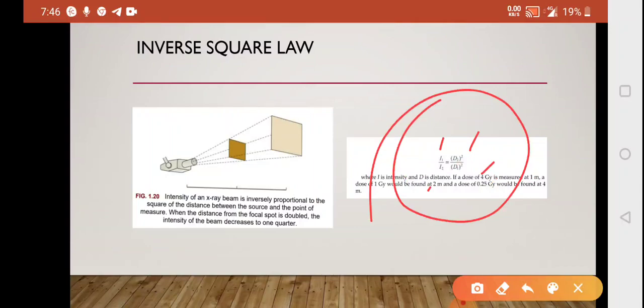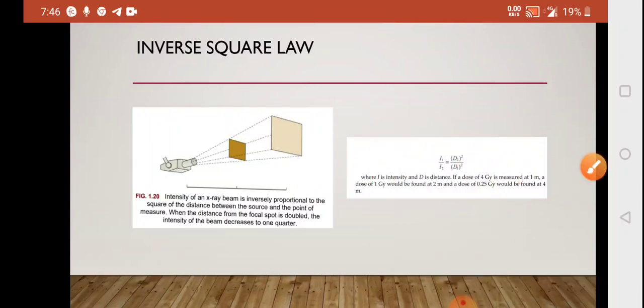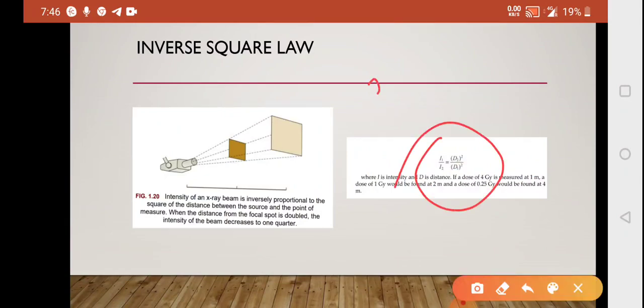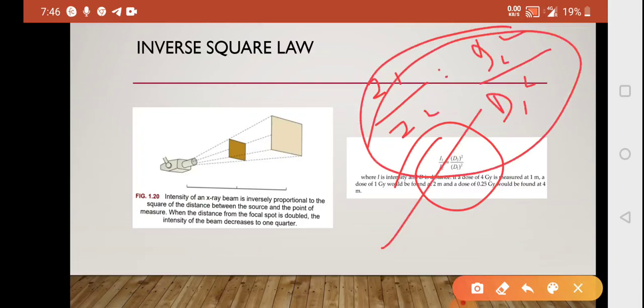They can ask you numerically. Like here they have given an example that if the dose is 4 gray at distance 1, then 1 gray would be efficient at how much distance, or they can give another value, that 0.25 gray would be efficient at how much distance. So you have to remember the simple numerical formula, I1 upon I2 is equal to d2 square upon d1 square, and on the basis of it many questions can be solved.